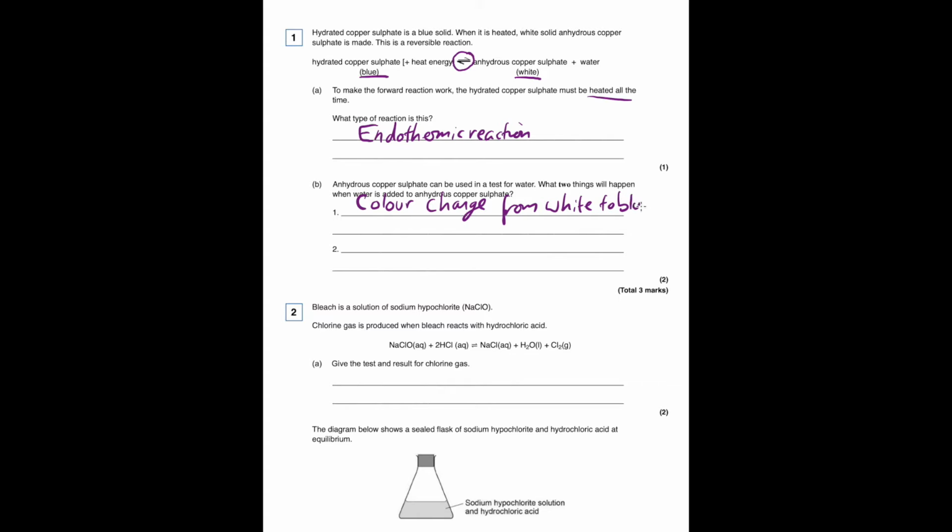to blue. And then also if we think about the fact that we know that we need energy to come in for that forwards reaction, that we require the heat energy, if we're going the opposite direction we're going to end up releasing heat energy, and therefore it's going to be an exothermic reaction. So the second thing that will happen is heat energy will be released as the reaction is exothermic.